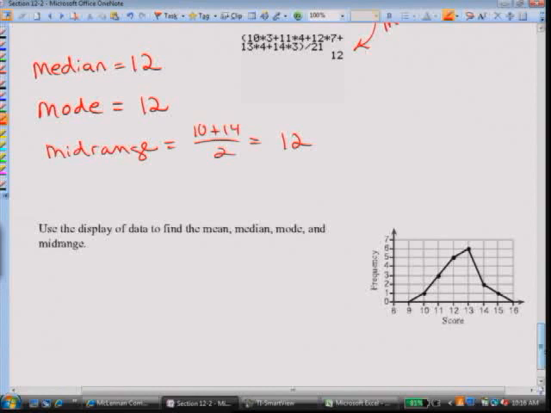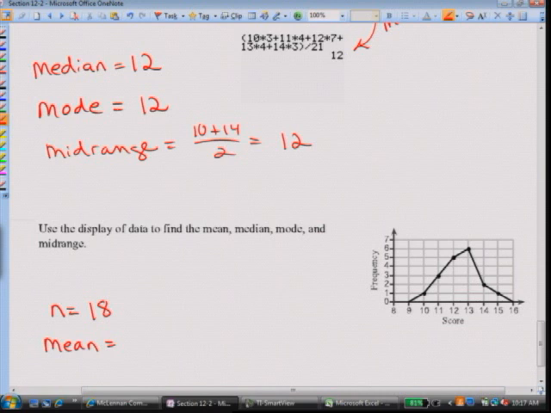All right, use the display of data to find the mean, the median, the mode, and the mid-range. Okay, so this is a little bit different display, but I'm guessing you guys are probably on track now. The mean is going to be, first, how many data values do we have? Well, you can just count. You have 1, then 3, so that's 4, and then you have 5, so that's 9, and then you're going to add a 6, so that's 15, and then 16, 17, and then 18. So you have 18 data values.